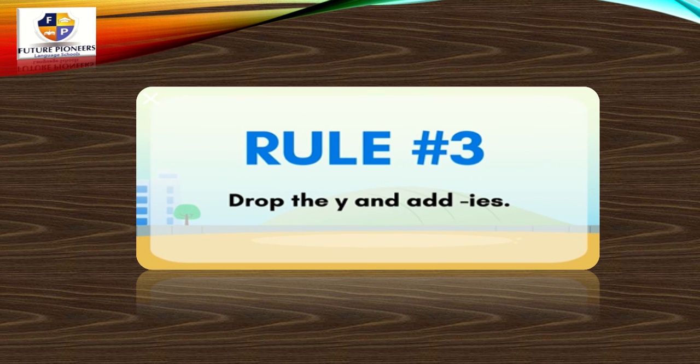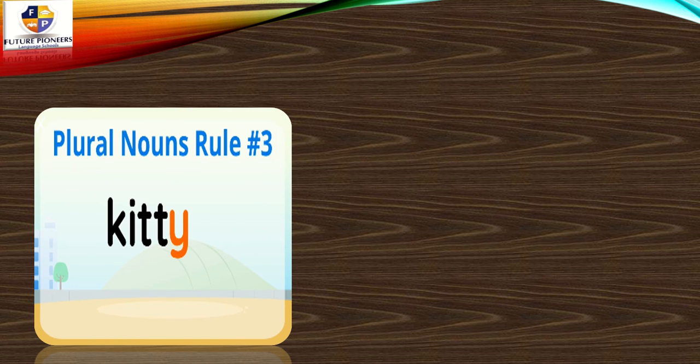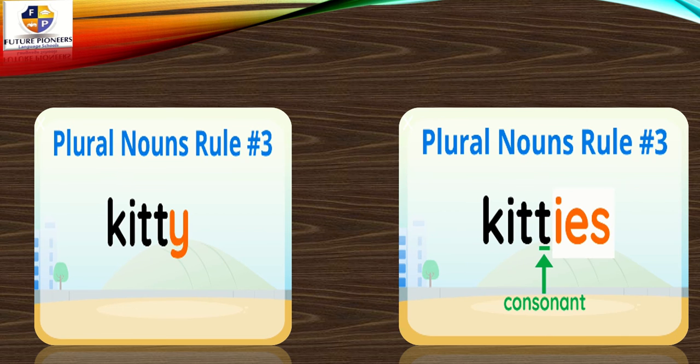If any word ends with Y, I cross out the Y or drop the Y and put IES instead of this. How is that? Let's see. Like the word kitty, here we have the consonant before the letter Y. So we will drop the letter Y and put IES instead. So if Y is preceded by a consonant, we will cross the Y and put IES instead.